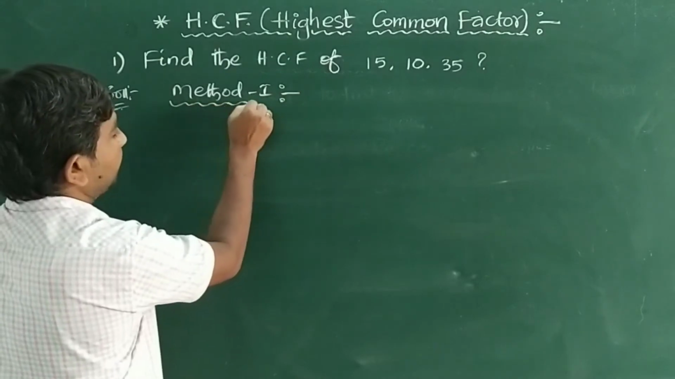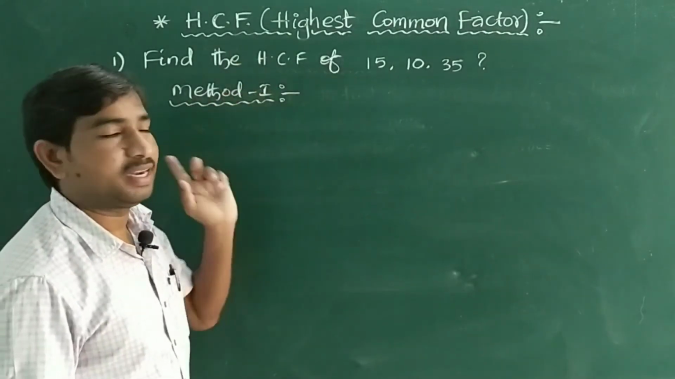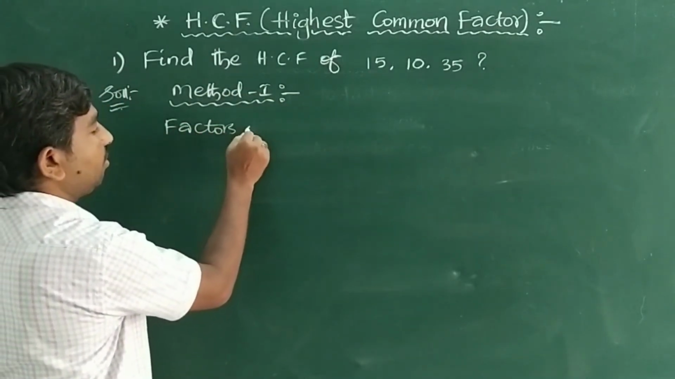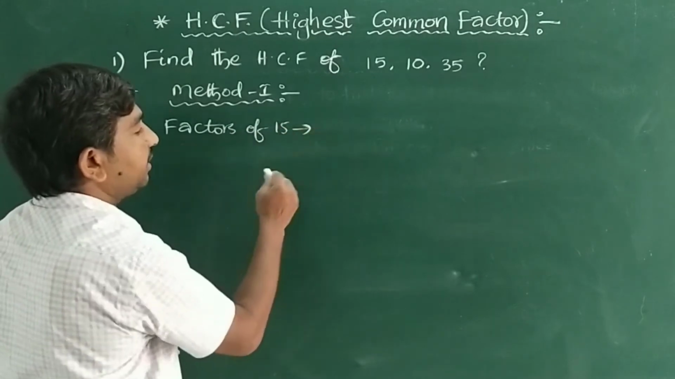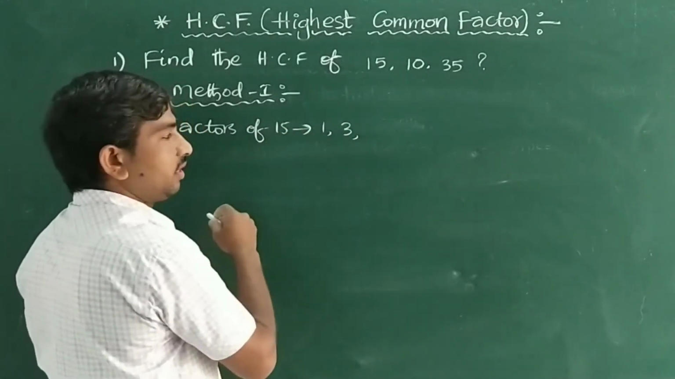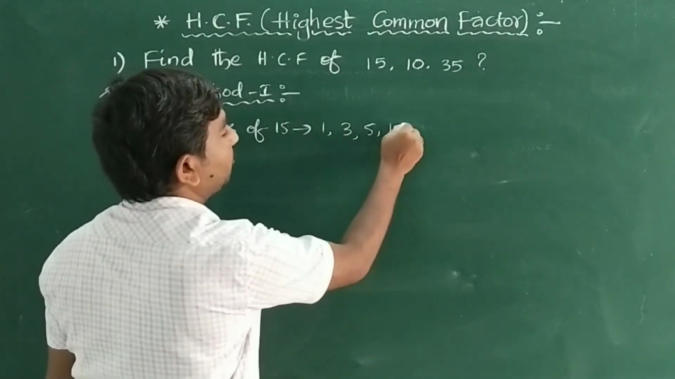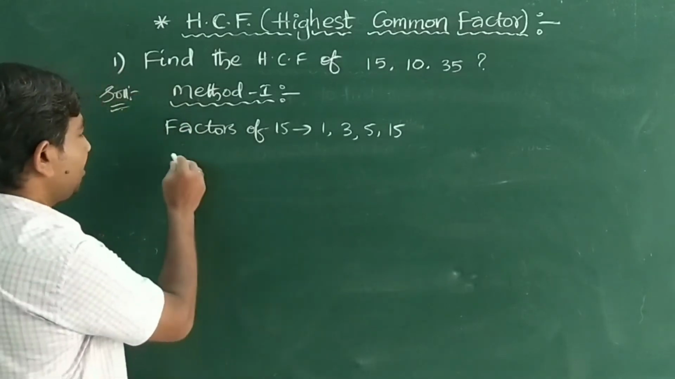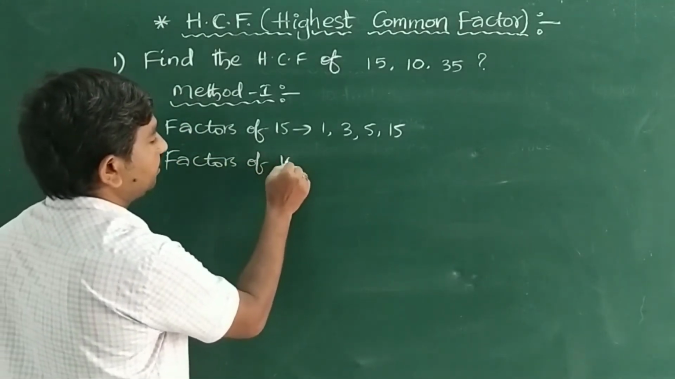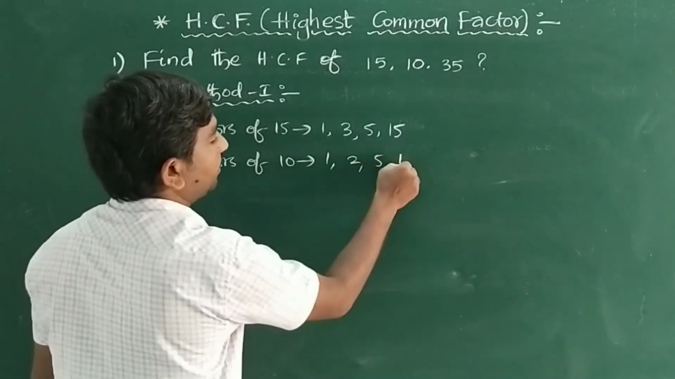What is method 1? Writing all the factors for the given numbers. So factors of 15. What are they? 1, 3 (3 table, it will divide), and 5 (5 table also), and the next 15 only. There are no other factors. Now factors of 10. What are the factors of 10? 1, 2, 5, 10 only.